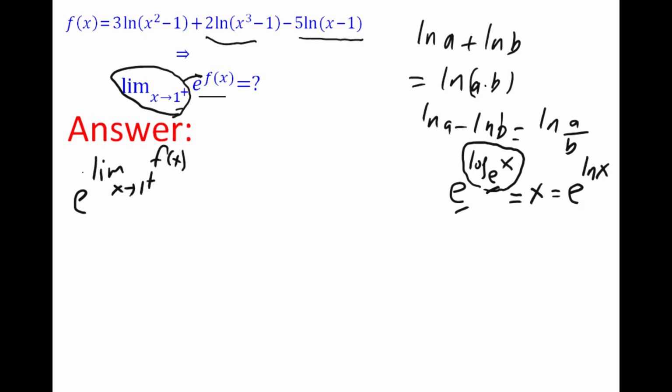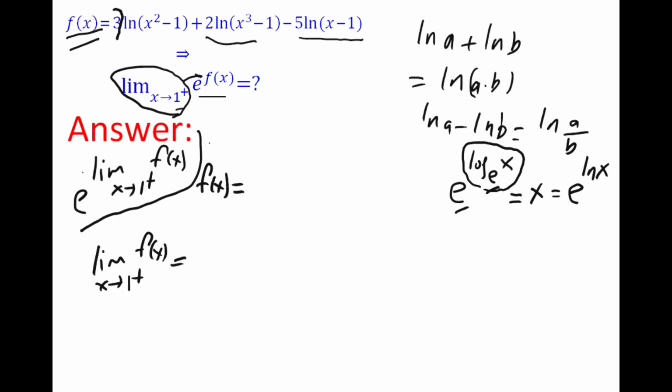Now we can take the limit of this f of x function as x goes to 1 from the right side, and then we can continue from there. So let's find the limit first. So this is going to be equal to, guys. Actually, before continuing, let's reorganize f of x here.